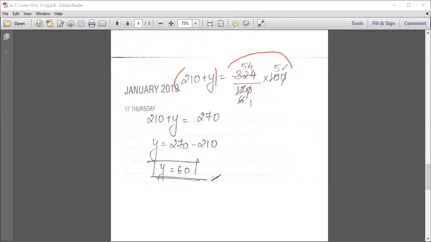So again the cutting, 0, 0 I have cancelled. 2 6s are 12, 2 5s are 10, 6 1s are 6, 54s are. Okay. So 210 plus Y, now you can open the bracket, is equal to 270. 270 minus plus will get converted into minus. This side shift ho jayega 210. So Y is equal to 60. Okay. So with this, the first exercise gets over here.